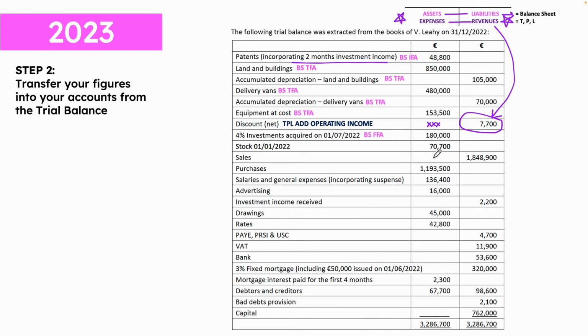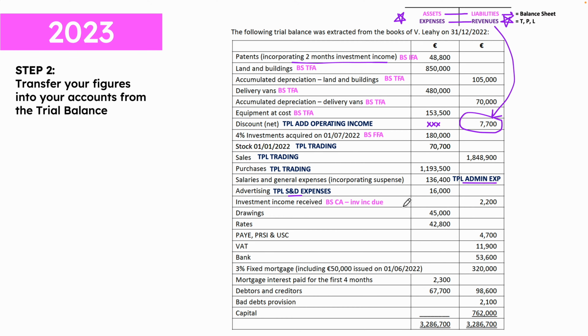Stock on the 1st of the 1st is going to go into the trading account in the TPL, as is sales and purchases. Salaries and general expenses, they're going to go into the TPL under the admin heading. So we've got an admin heading and a selling and distribution heading, and that's going to go into the admin heading. Next, we've got advertising, that is going to be selling and distribution expenses.